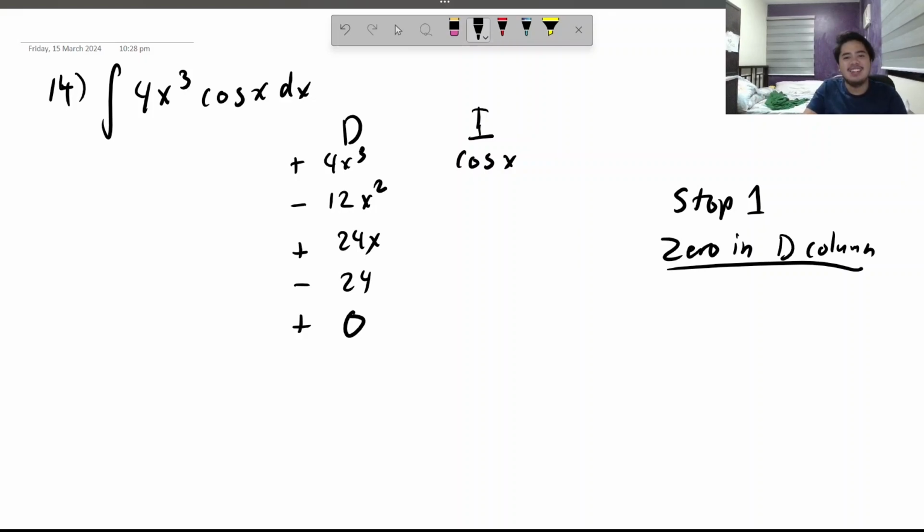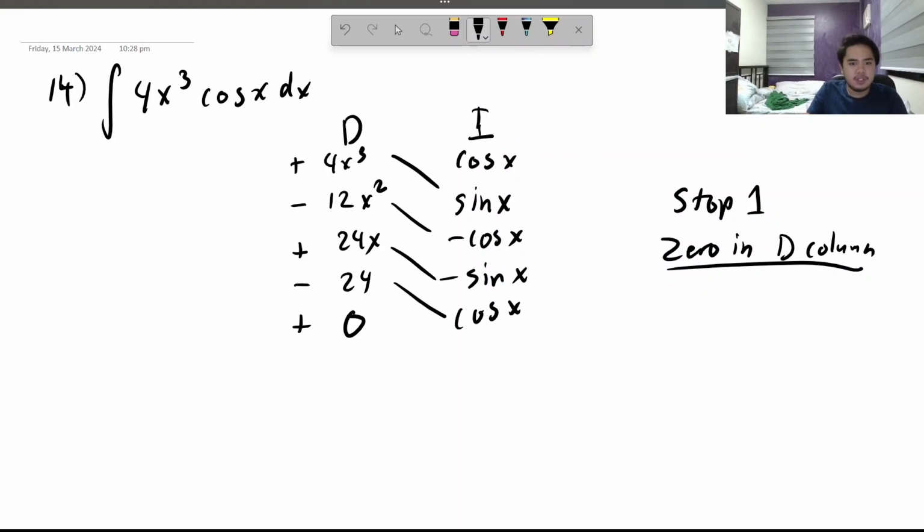Anyway, the integral of cosine x is sine x. No need to put plus c, just sine x. And then the integral of that is negative cosine x, and then negative sine x, and then cosine x. It's a cycle. Cosine x, sine x, cosine x, sine x, cosine x, and so on. So, next step is to just put the diagonal here. Ignore the 0 here. Alright?